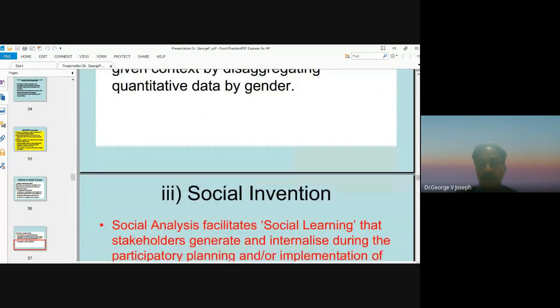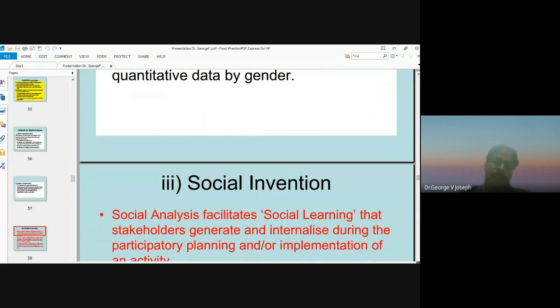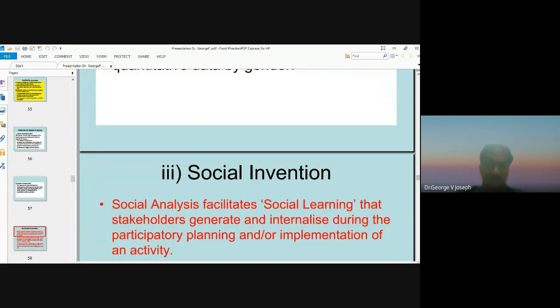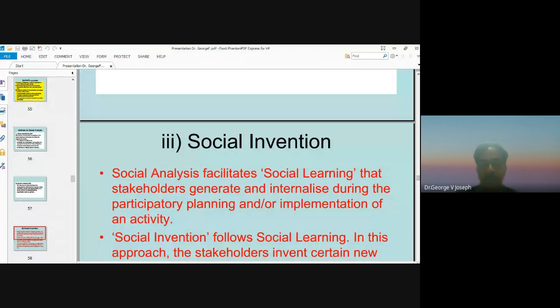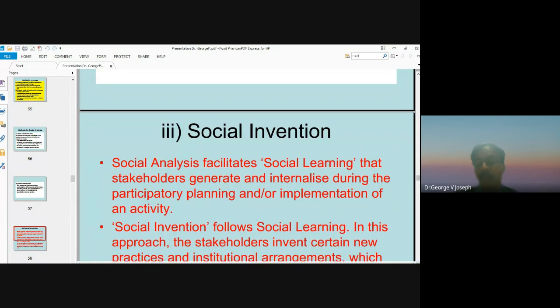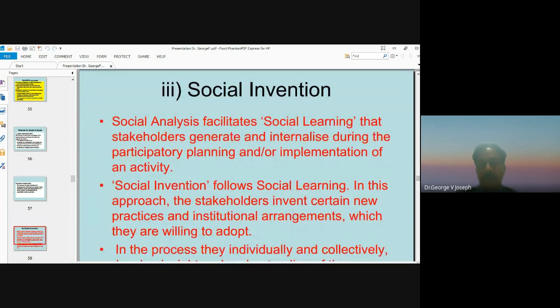There is also another tool called social invention. Social analysis facilitates social learning that stakeholders generate and internalize during the participatory planning process and implementation activity. So this process allows them to learn socially, and they invent new ways of reducing risk. Different innovative methods are brought out, and they may also look for innovative institutional arrangements for risk reduction.